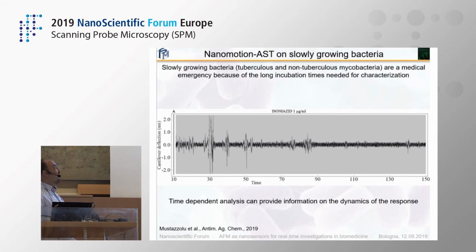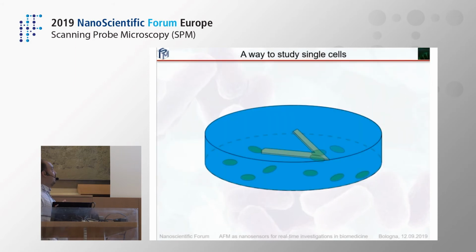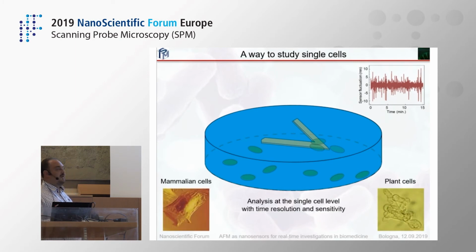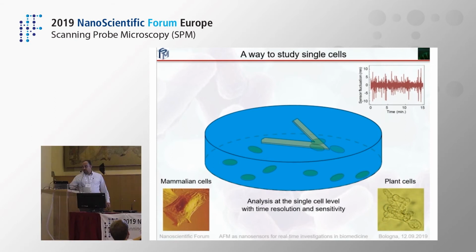The next step, we studied mammalian cells, and in particular, we used a technique that is typical of single-cell force spectroscopy, in which we fished cells with the cantilever. We pulled them out of the petri dish, and we studied the nanomotion caused by a small number of cells, or even a single cell on the cantilever. And we performed experiments on many kinds of cells, from mammalian to plant cells, but I'll focus on mammalian cells, and on two neurodegenerative diseases in particular.